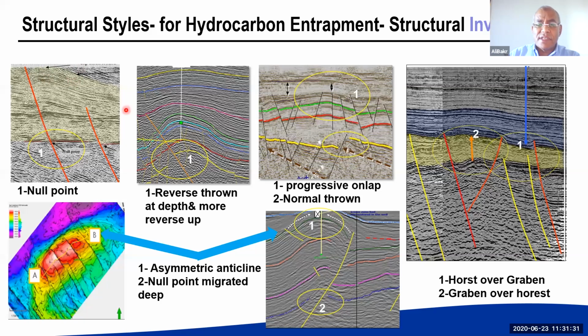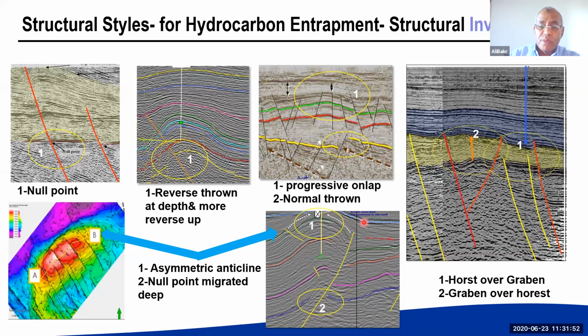Look at the third example. This example is from Tunisia, actually. You see that the fault is showing reverse throw and a very nice asymmetric anticline on top of it. When you look at this example from Egypt, again, the fault is showing reverse throw and a very nice asymmetric anticline there.